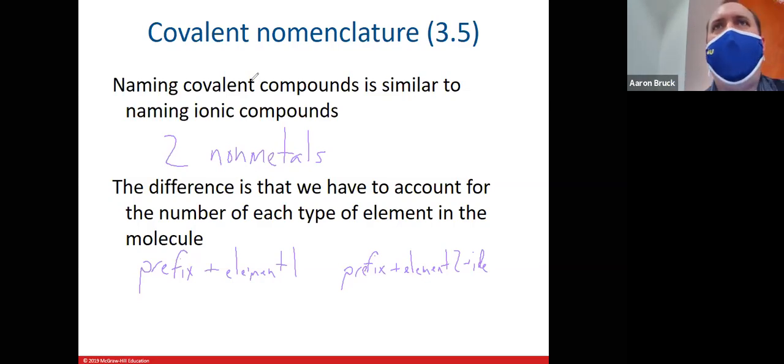Structure here: first element, prefix plus first element, prefix plus second element, change the ending of the second element to IDE. What are the prefixes? Well, the prefixes are your standard geometric prefixes.